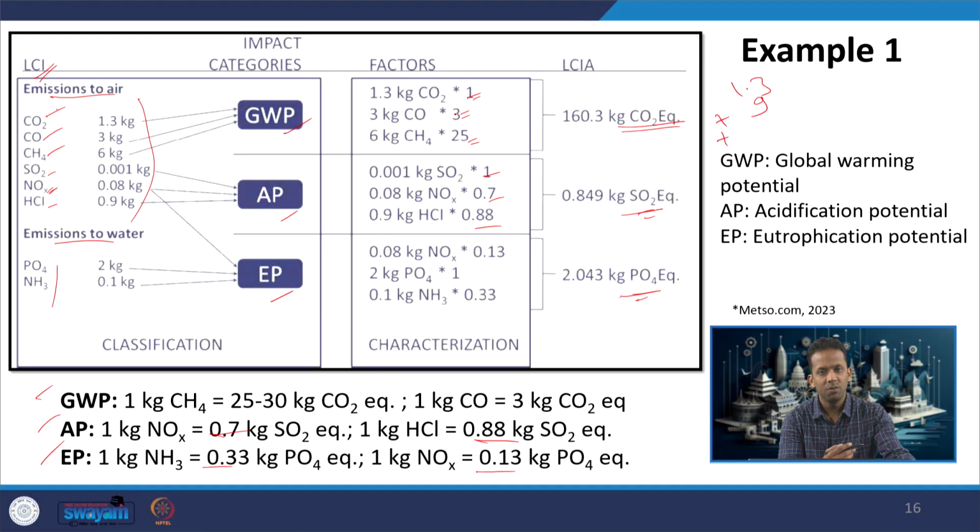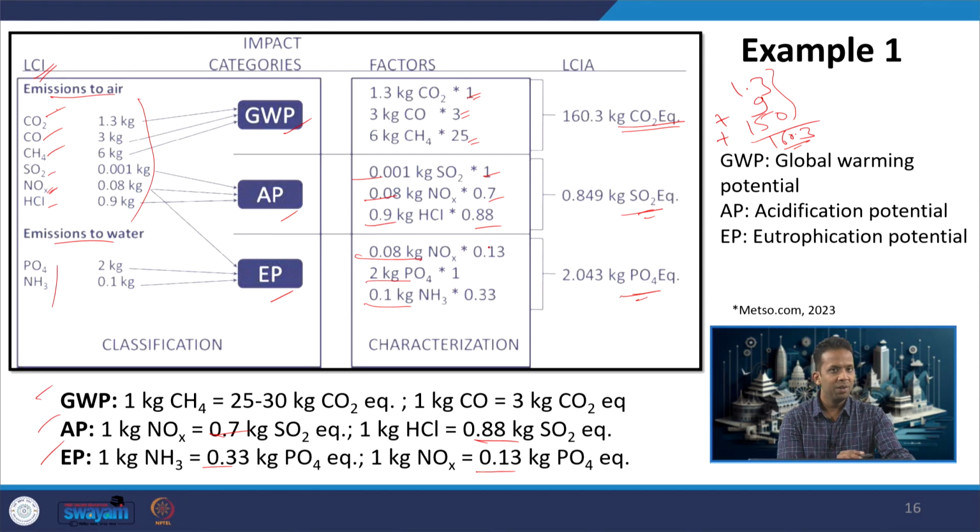Previously in one example we had taken 28, right. So, 6 into 25 is 150. So, that it comes out to be 160.3, and the units of all 3 are kg CO2 equivalent. So, that is how it will match. For this one, where NOx had contribution in both, we use the entire quantity there. For SO2 it was 1 into 0.001, NOx it is 0.08, and then it is 0.9. Similarly, for eutrophication potential you use 0.08 kg NOx, 2 kg phosphate and 0.1 kg ammonia using this factor.